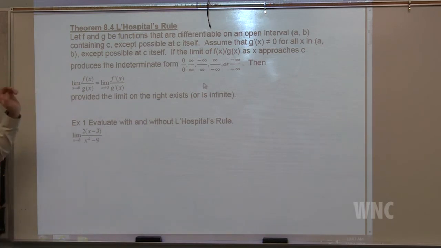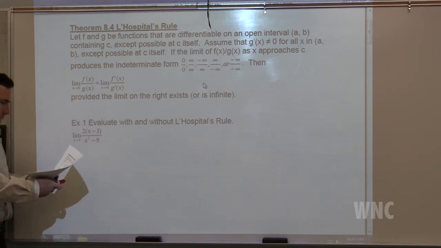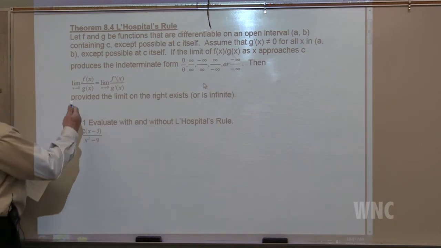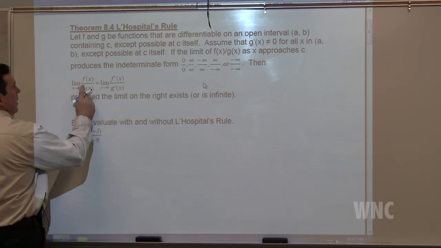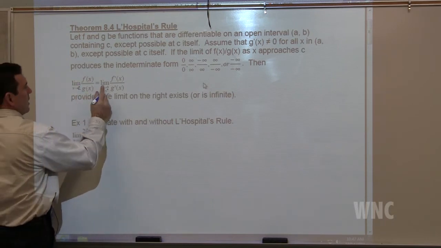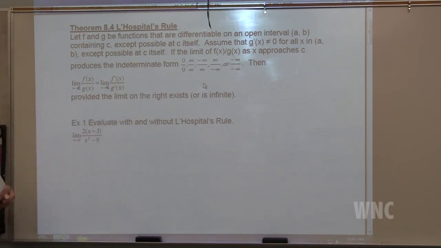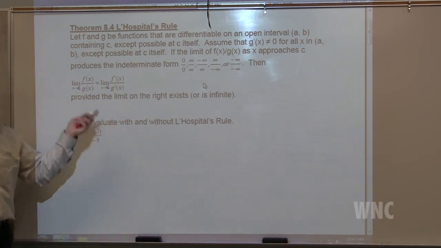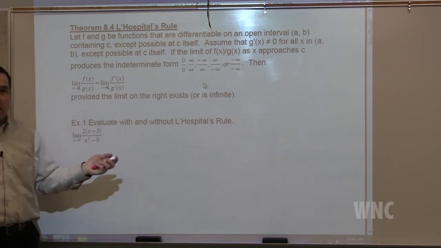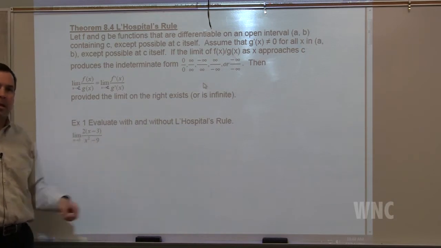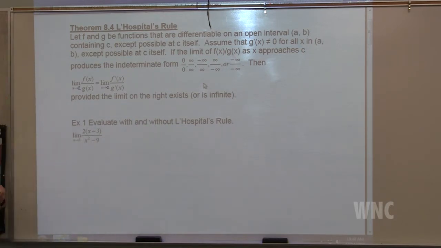Then here's this cool thing. The limit as x approaches c of f of x over g of x is the limit as x approaches c of f prime of x over g prime of x. So you take the derivative of the numerator and the derivative of the denominator and you evaluate it. If it's still indeterminate, you can take it again and again until you get something that is determinate, provided the limit exists.